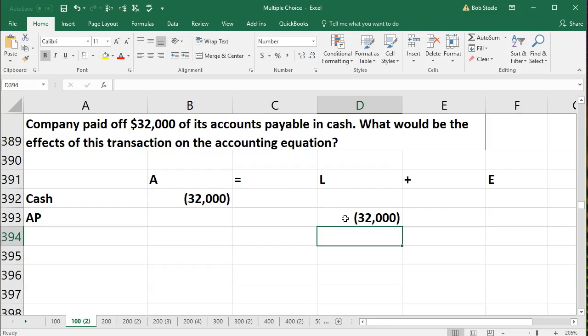We also know it's going down because it's a liability. It represents what is owed to somebody, and we owe less money after we have paid it. And therefore what is owed should go down. So that would mean that assets would go down, liabilities would go down, and equity would remain the same.